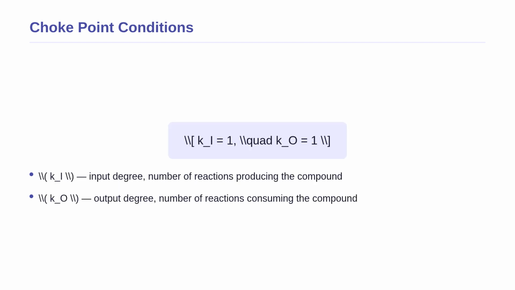To find these choke points computationally, we use specific degree conditions. The formulas are simple. K sub I equals 1 and K sub O equals 1. The variable K sub I represents the input degree, which is the number of reactions producing the target compound. The variable K sub O represents the output degree, which is the number of reactions consuming it.